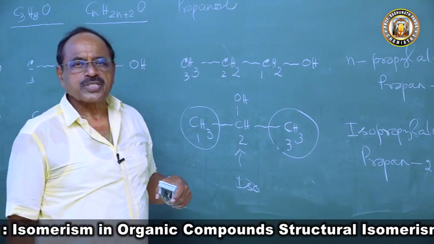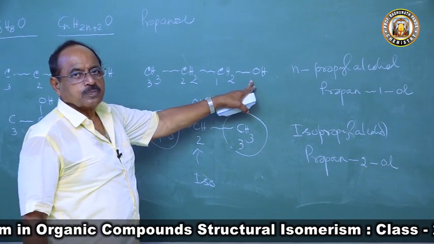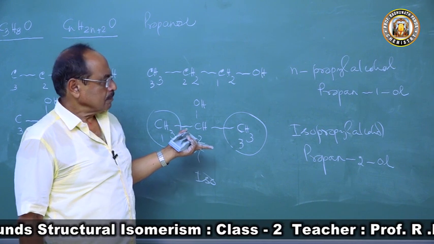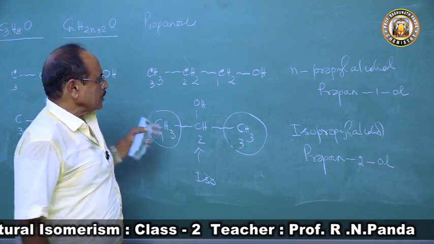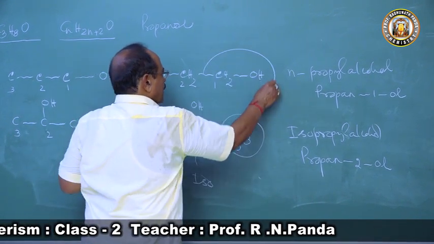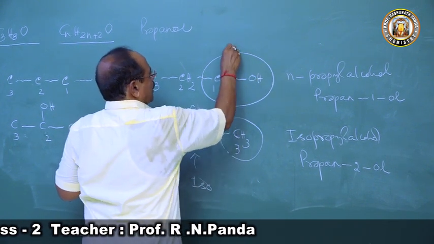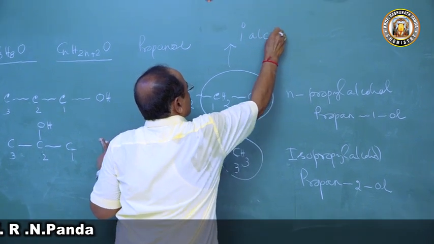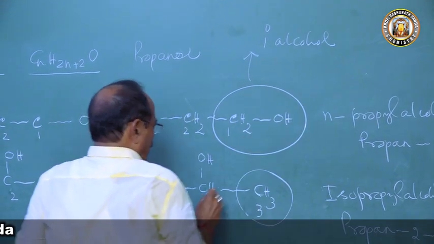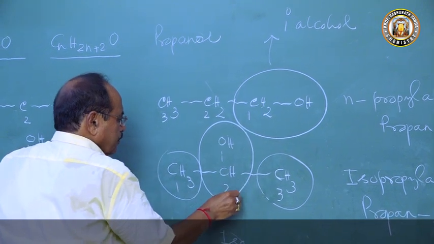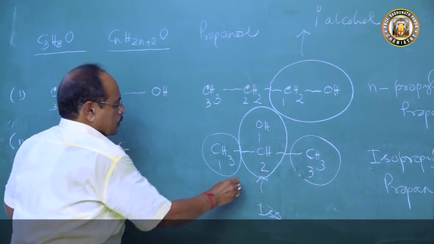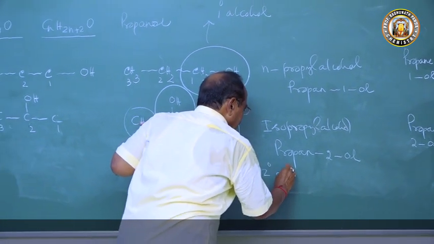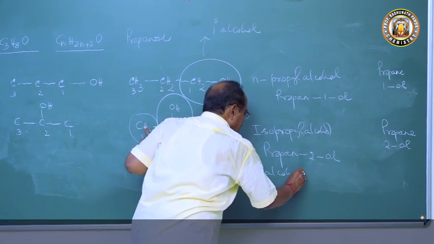Due to the different position of the OH group, we are having this compound, this functional group. So now this is the CH2OH group. This is a primary functional group. So this is a 1 degree alcohol. And this CHOH group is a secondary alcohol. So this is a 2 degree alcohol, a secondary alcohol, and that is a primary alcohol.